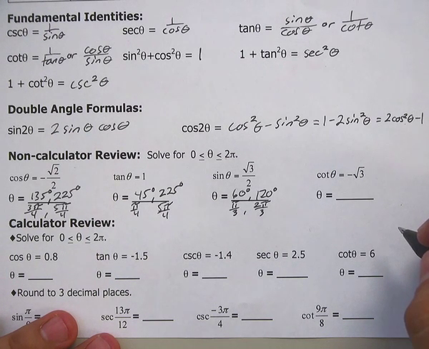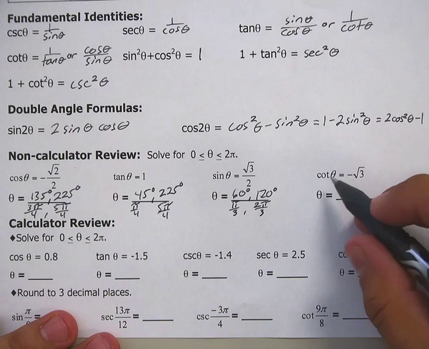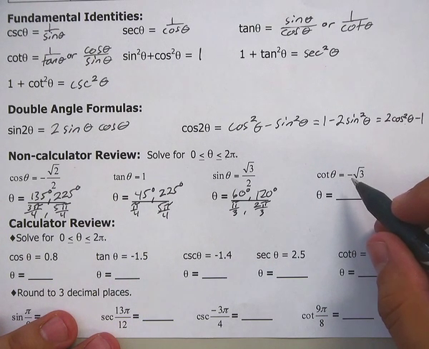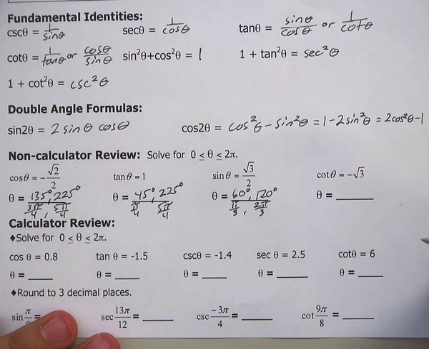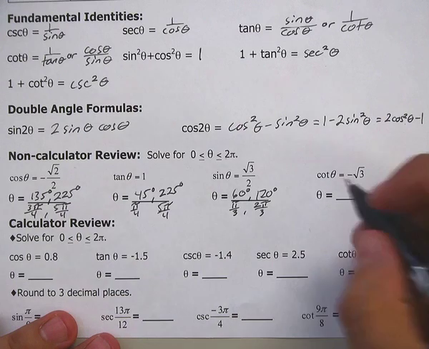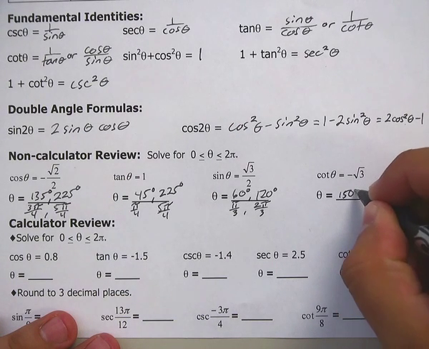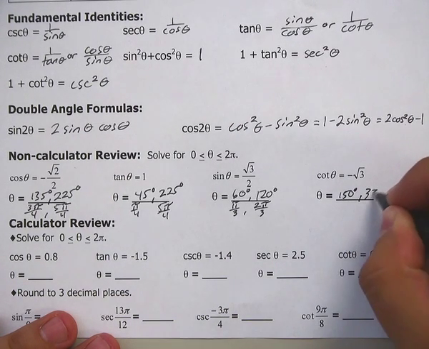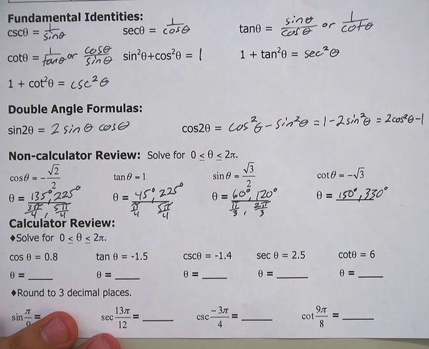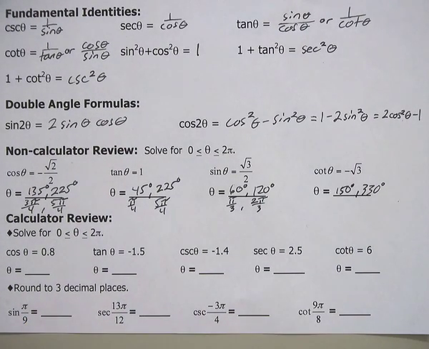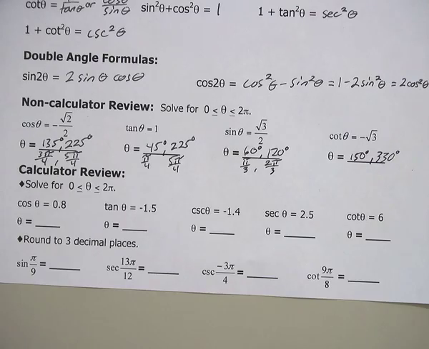Cotangent being a negative square root of 3, that cotangent is negative in quadrant 2 and 4, right? Quadrant 2 and 4. Your reference angle there is going to be 30 degrees. So you've got 150 degrees, since you are going in a negative direction, and 330 degrees. And just for the sake of time, if you want to go back and look at the radians for those, you're more than welcome to do so.